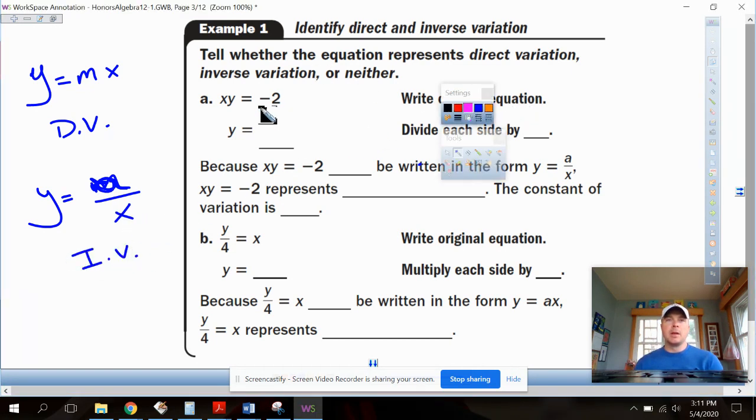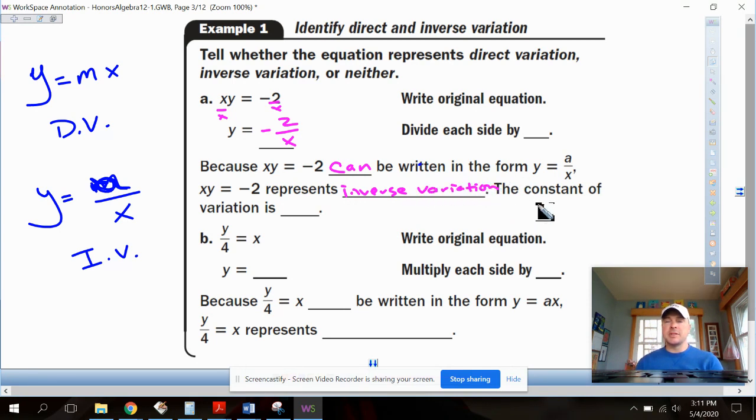And in this one, example A, to solve for y, we'd have to divide by x on both sides. And you get y equals -2 divided by x. So we wrote it in that form, some number divided by x. So because xy equals -2 can be rewritten in this form, we would say this represents inverse variation. And remember, the constant of variation is that a value. It's whatever number gets divided by x, which in our case would be -2.